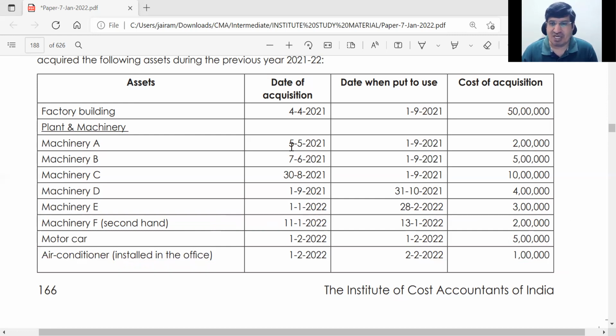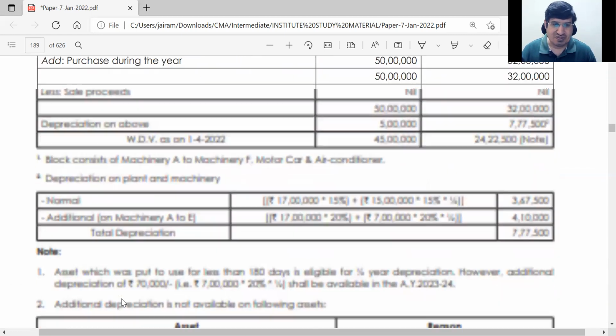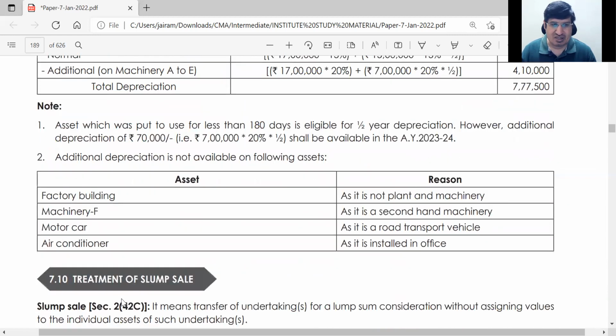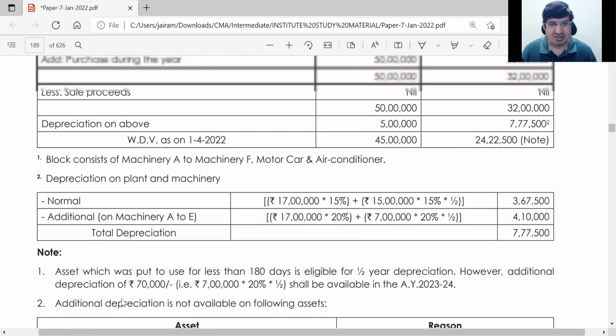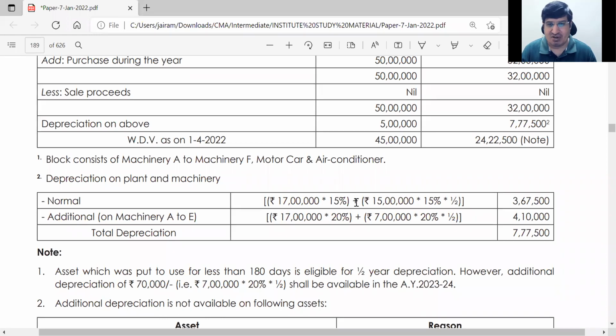Let's see this first. Have we understood how to calculate depreciation? Now we know that the first 3 are 100%, the last 5 are 50%. Let's see. Normal is 17 lakhs into 15%, and 15 lakhs into 15% into half. So the total of the first 3 should be 17 lakhs, and the total of the next 5 should be 15 lakhs. Let's see 17 and 15.